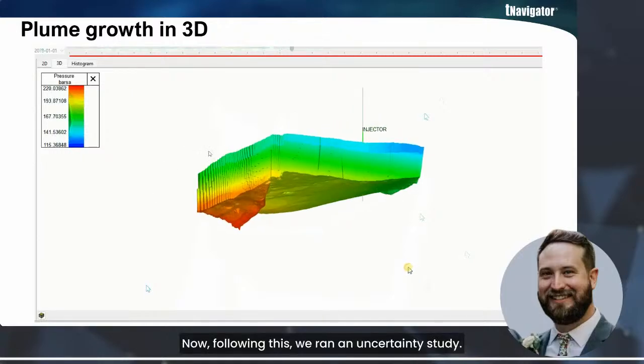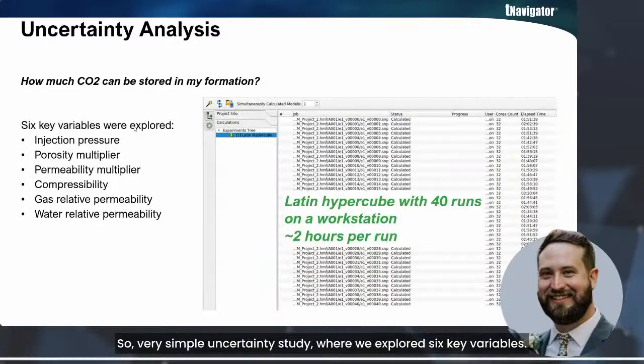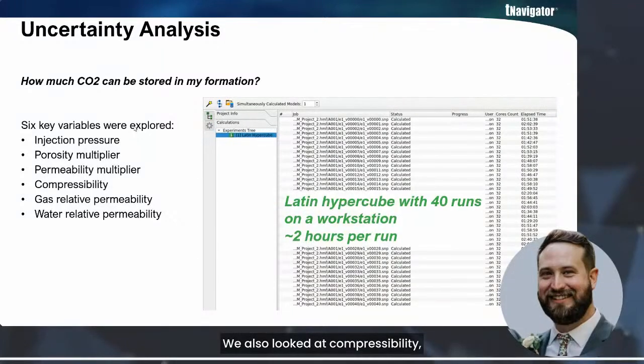Now, following this, we ran an uncertainty study, a very simple uncertainty study where we explored 6 key variables. The injection pressure, we applied just some simple multipliers to porosity and permeability, though we could have run multiple runs of facies models and porosity models to get a bunch of different static inputs, which we'll talk about more in a bit. We also looked at compressibility, gas relative permeability, and water relative permeability. The Latin hypercube algorithm was used, and we just did 40 runs on our workstation. And pretty fast runs in T-Navigator, roughly 2 hours per run, which is pretty good in a model with 3.6 million cells.